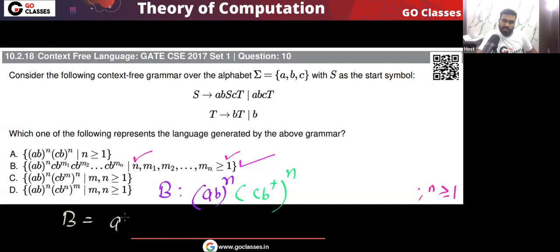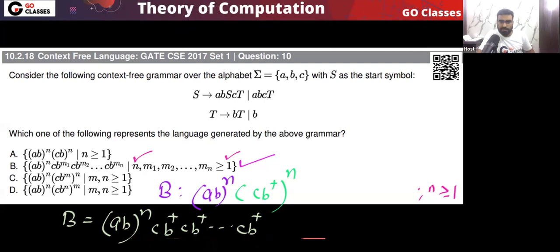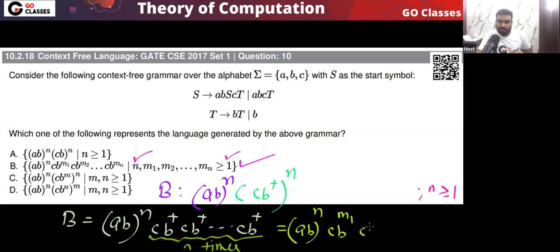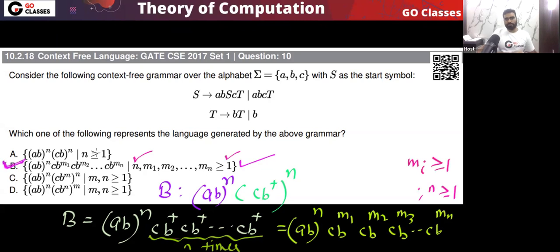So from here I can write a b power n, then c b plus and so on. c b plus how many times? n times, that you already know. How many times are they repeating? n times they are repeating. So in simple words I can say a b power n, then c b power, for example m1, c b power m2, c b power m3, and so on, c b power mn will be there, where all the mi are also greater than or equal to 1. So you can see option B is the perfect option.